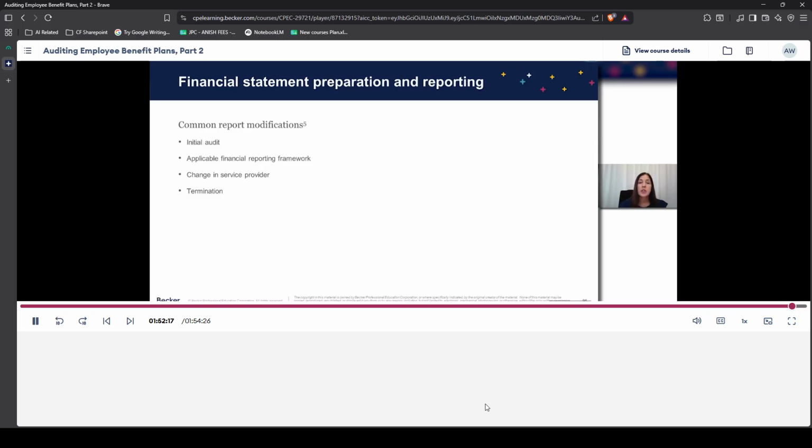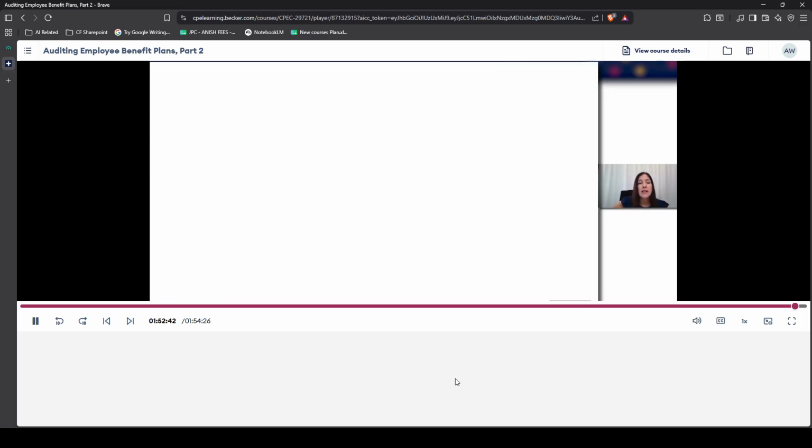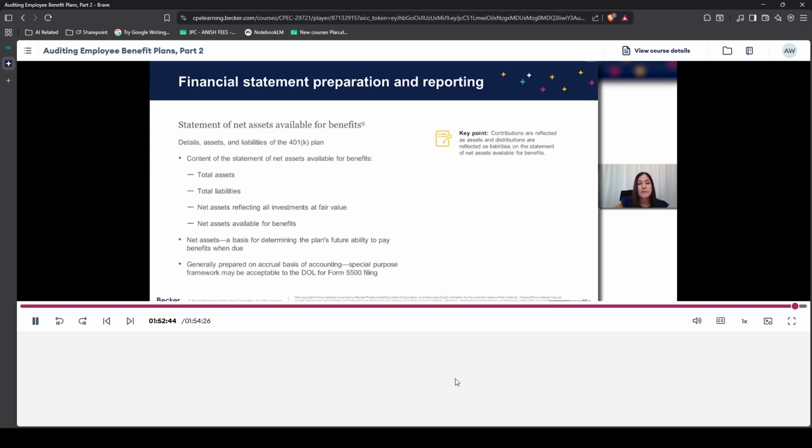So these are some of the common report modifications, which include initial audits. So you would have to include how the prior year was presented for that initial audit. Was it compiled, reviewed, or audited, or was the prior year audited by a predecessor? The framework that's being used, if it's not in accordance with GAAP, you have those modifications for what the applicable financial reporting framework is. Modifications related to changes in service providers and or plans that are terminating.